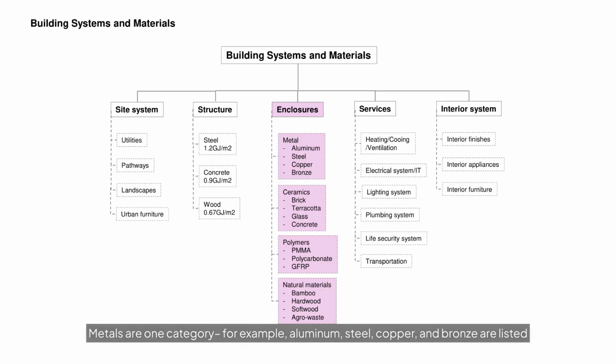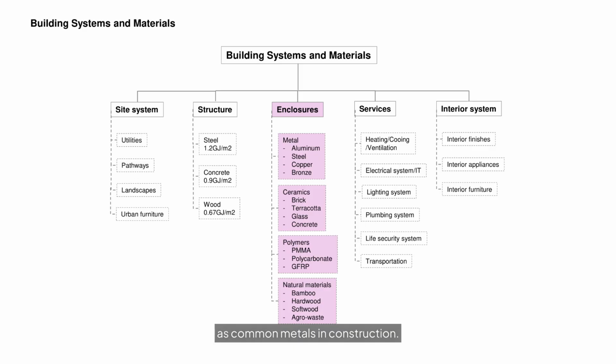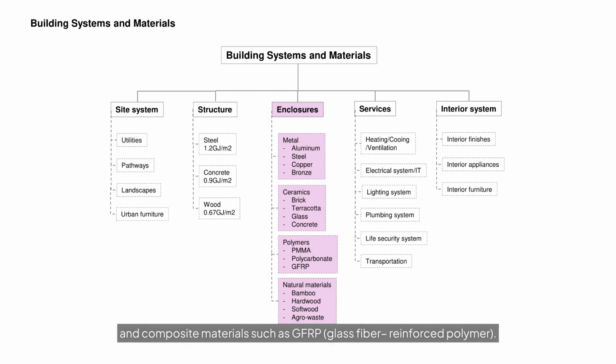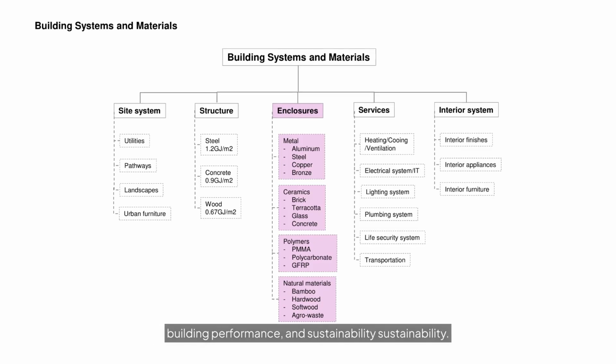Metals are one category. For example, aluminum, steel, copper, and bronze are listed as common metals in construction. Next, ceramics are shown, a category that includes materials like brick, terracotta, glass, and even concrete. The polymer group includes acrylic plastic, PMA, polycarbonate, and composite materials such as GFRP, glass fiber reinforced polymer. Natural materials are renewable or bio-based materials including bamboo, hardwood, softwood, and even materials from agricultural waste. Building enclosures are a primary contributor to aesthetics, building performance, and sustainability.